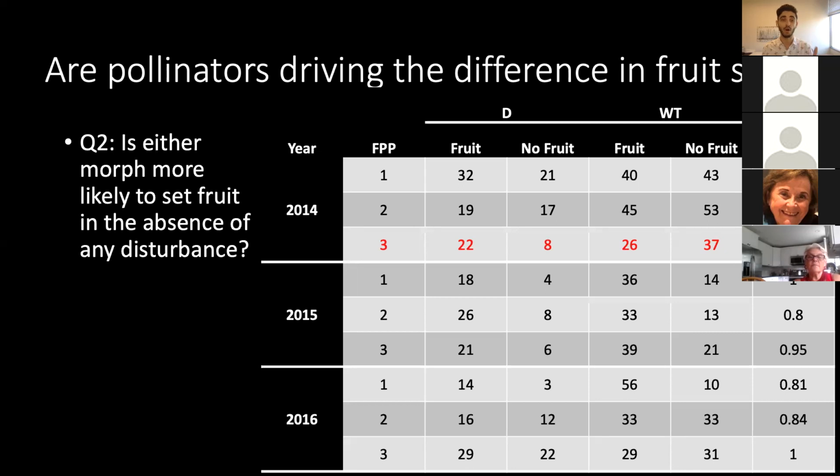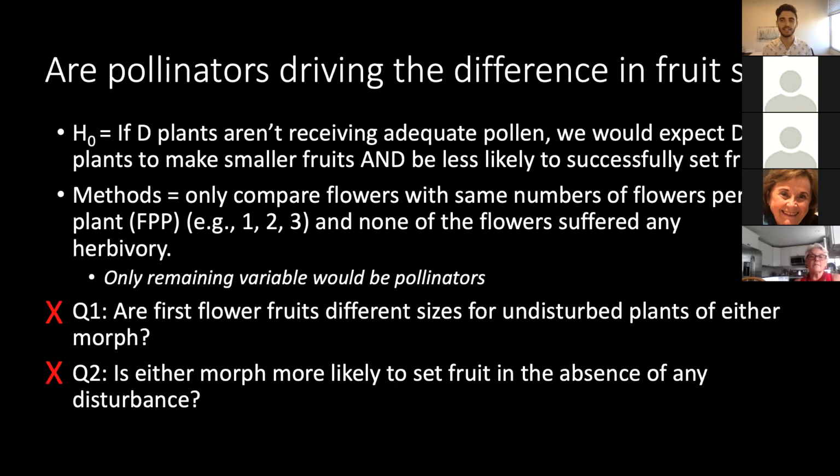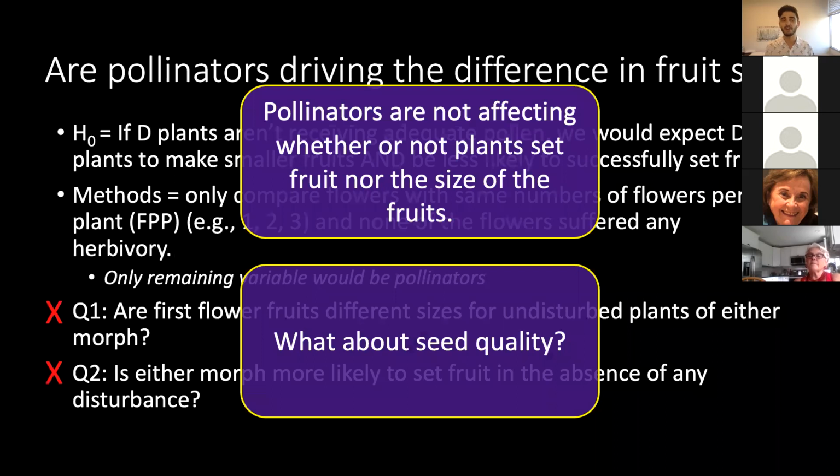As you can see, only 1 comparison, 3 flowered plants in 2014, barely crosses our threshold of significance at 0.05, and 3 flowered plants are very rare. So honestly, no. In the absence of disturbance, it doesn't seem to be a difference of any of these morphs to set fruit. So what this means is that pollinators are not affecting whether or not these plants are setting fruit, nor the size of the fruits.